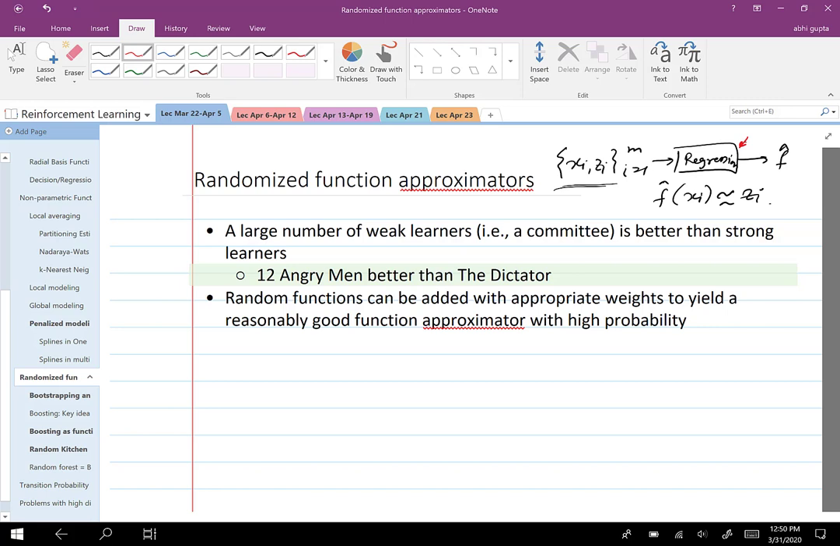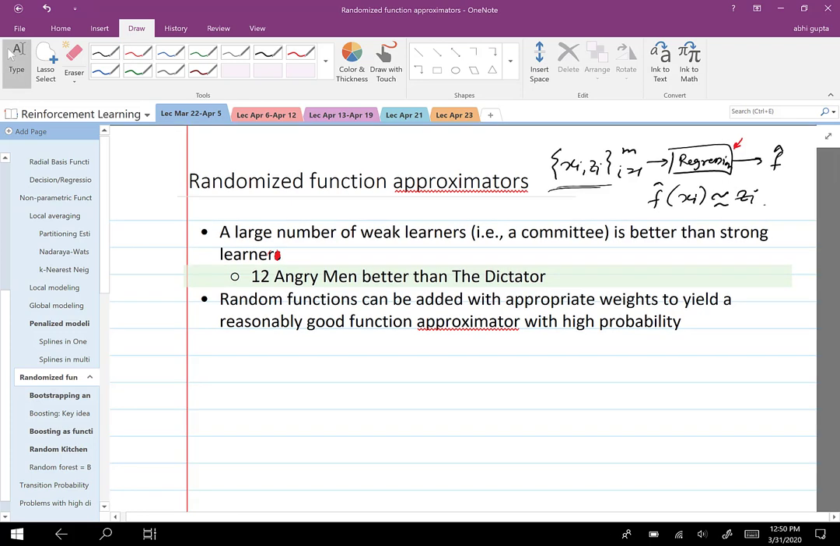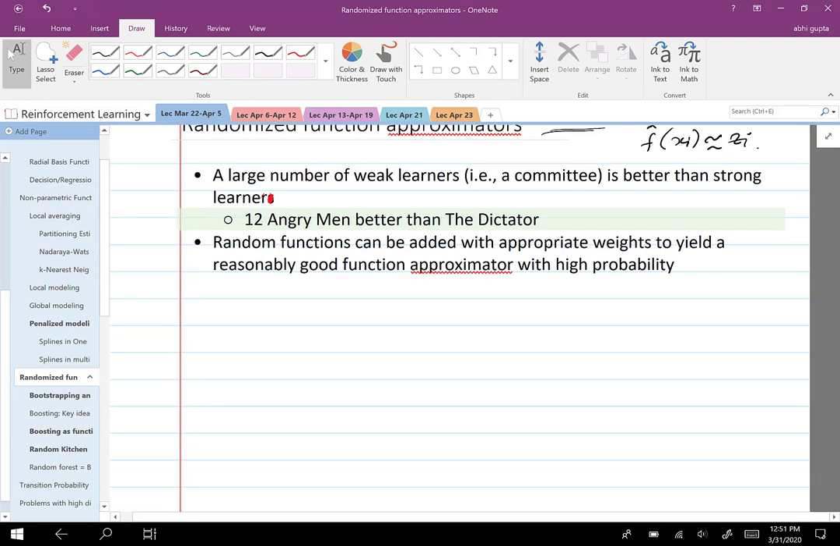There are two essential ideas in this lecture. The first is that a large number of weak learners, which means a committee, is better than one strong learner. So a committee is better than a strong learner, and if I could use a movie analogy, 12 Angry Men is better than the dictator. We won't see it numerically, but we are going to talk about the theoretical part. If you look at some of the books written in machine learning on these ideas, you will find that the committee has really outperformed the strong learner in many, many situations.